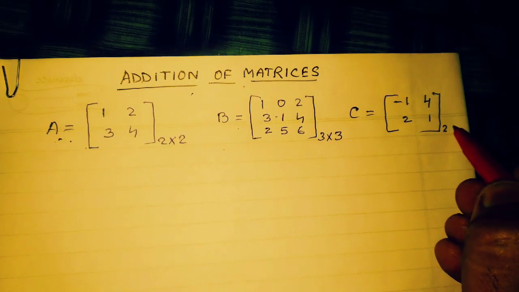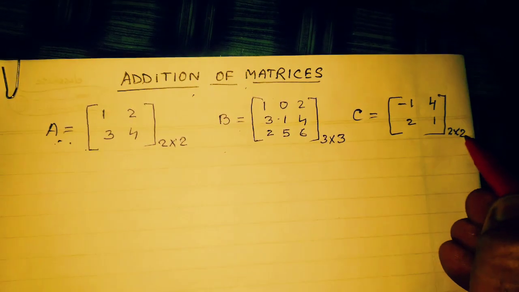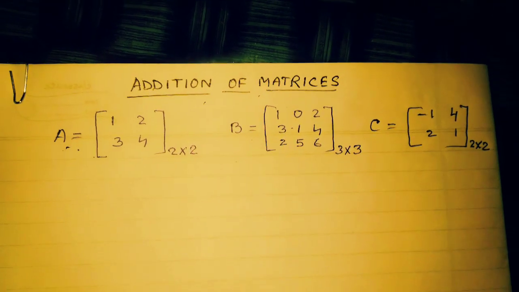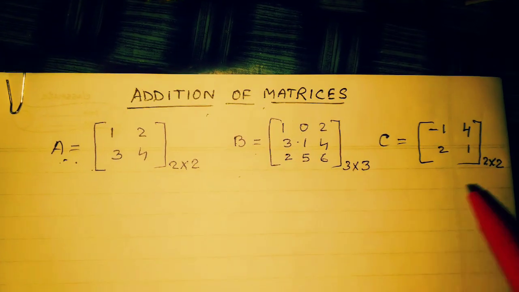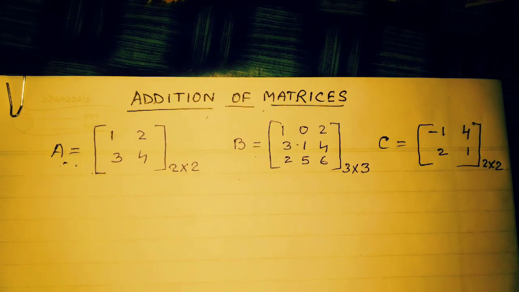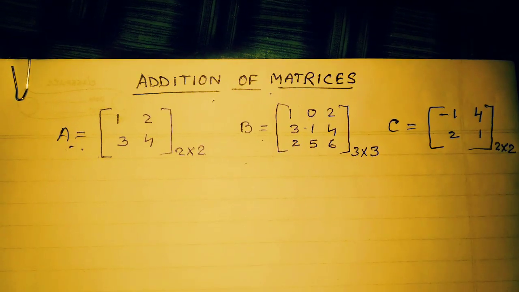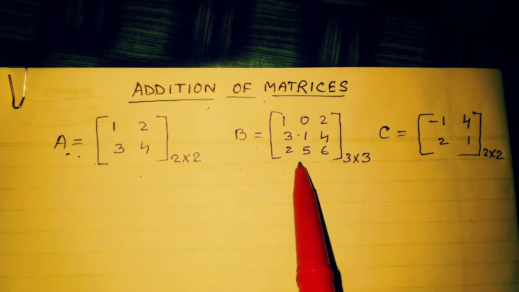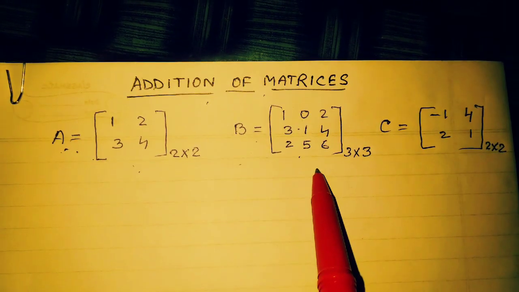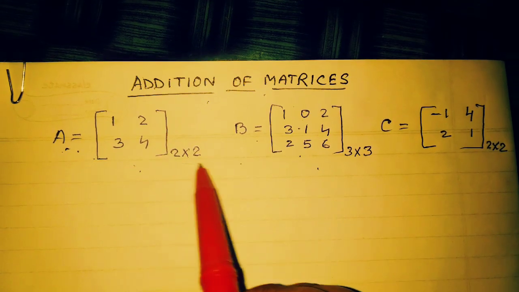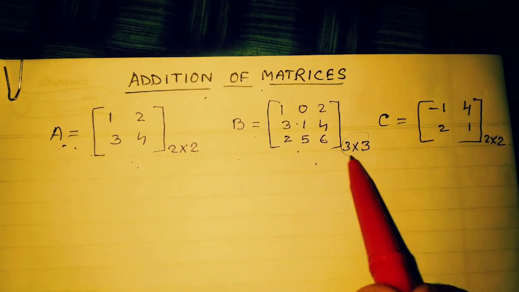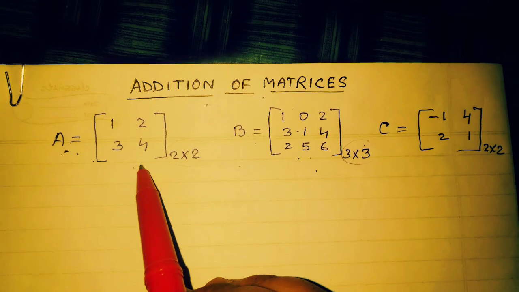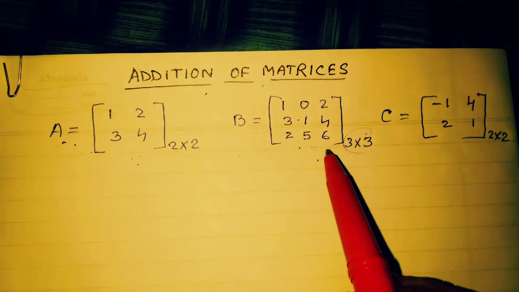It is a 2 into 2 matrix. One thing I'll explain, students: matrices can be added only when their order is the same. Like here, A and B are not possible to add, because the order of A is 2 into 2 and the order of B is 3 into 3. So these two matrices cannot be added.